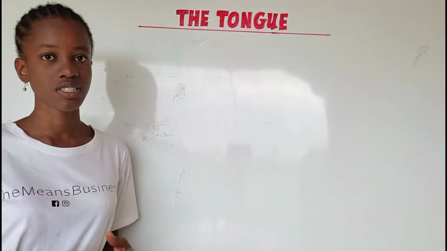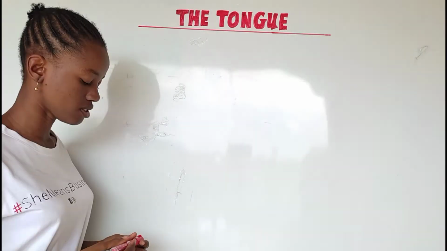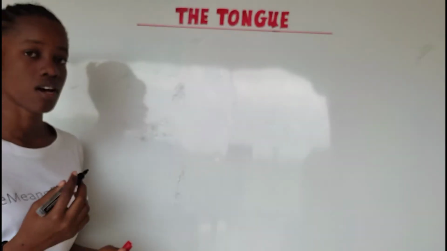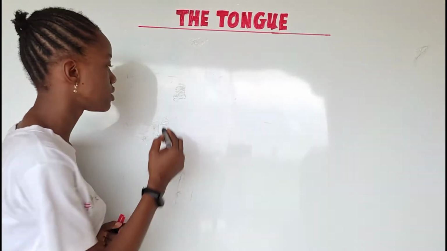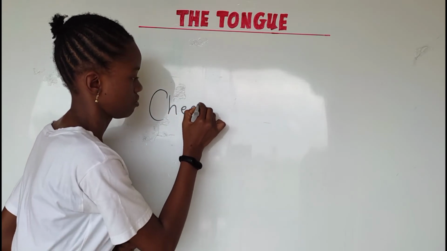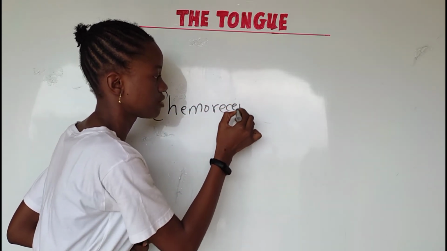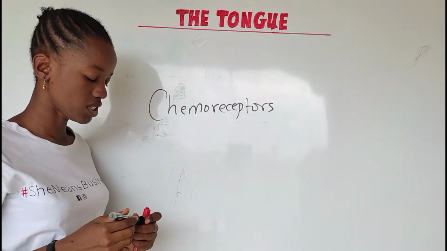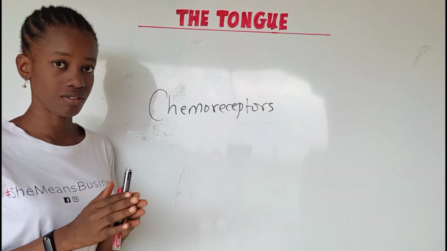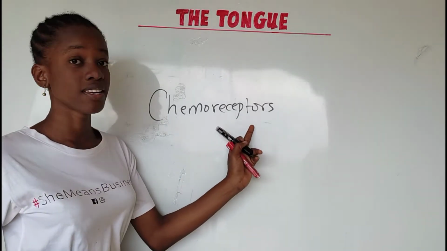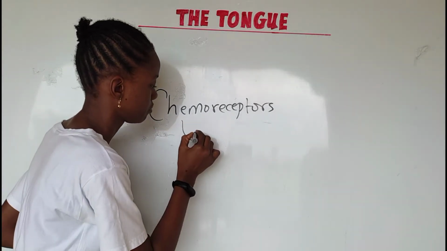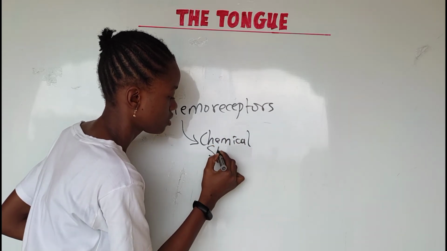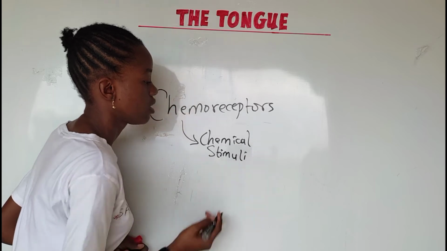The sense organ for taste is the tongue. On the surface of this tongue, we are looking at our special cells called chemoreceptors. Now let's talk about chemoreceptors in general. Chemoreceptors are used to detect chemical stimuli.